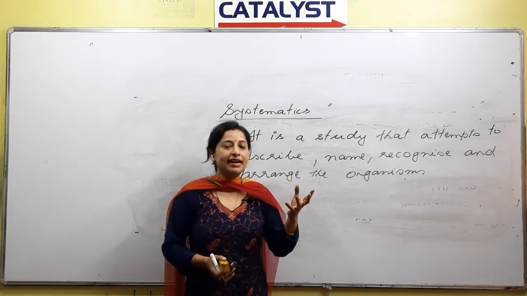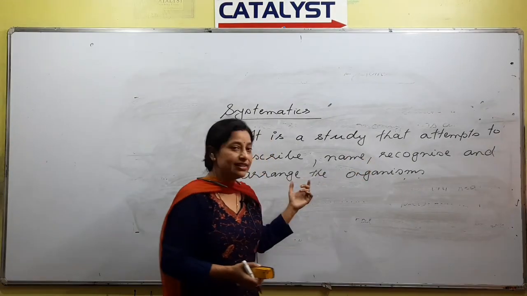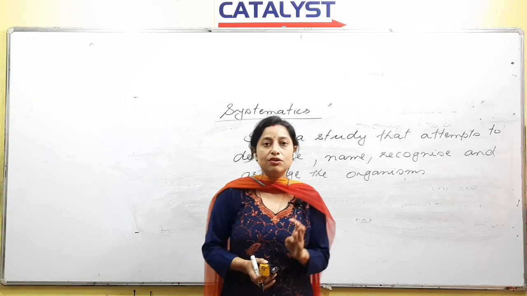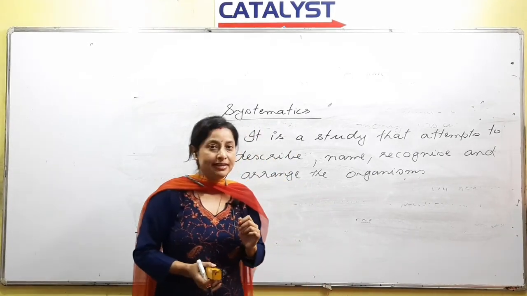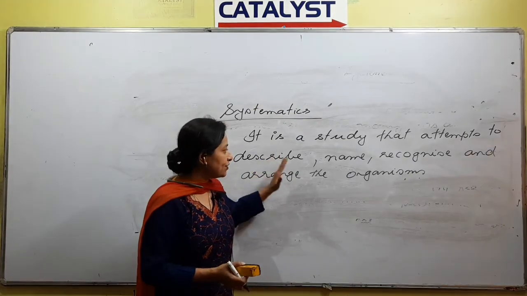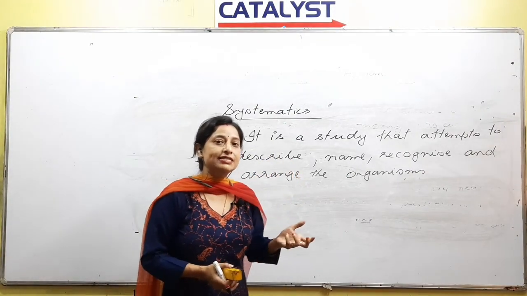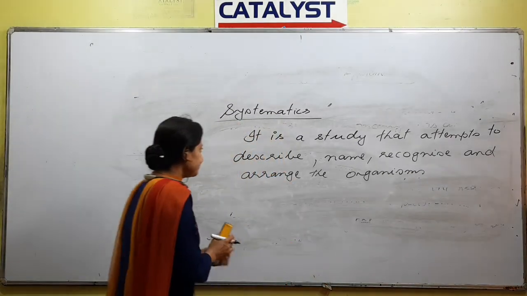It describes, names, recognizes, arranges, which ultimately means it classifies. This is nothing but classification. This is the reason why taxonomy, systematics and classification almost have the same meaning, right? So through systematics, we try to classify the organisms. And why do we need to classify the organisms? To have a proper idea about the organisms, right?